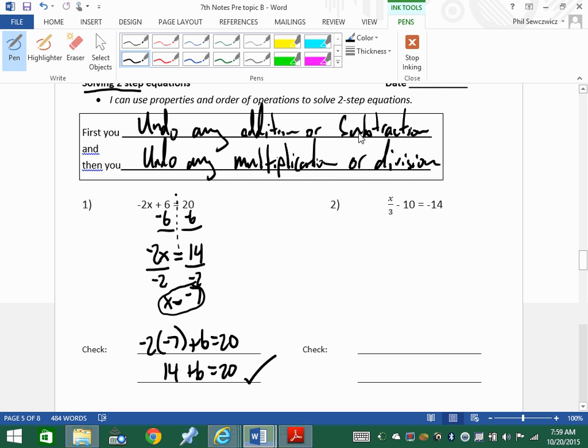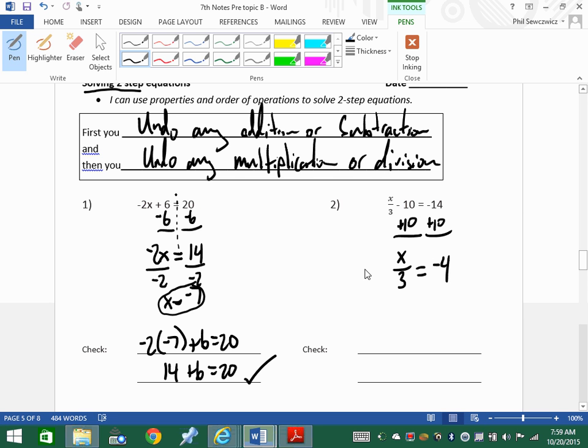Again, undo any addition or subtraction first. So the first thing you're going to do is add 10, and again, we say to both sides, so we do need that. When we do this, we're left with x divided by 3. We bring down our equal sign, and negative 14 plus 10 does give us negative 4. So to undo division, we need multiplication.